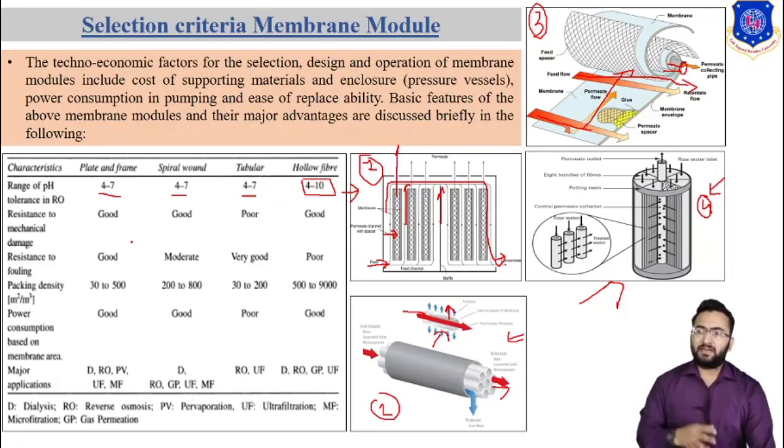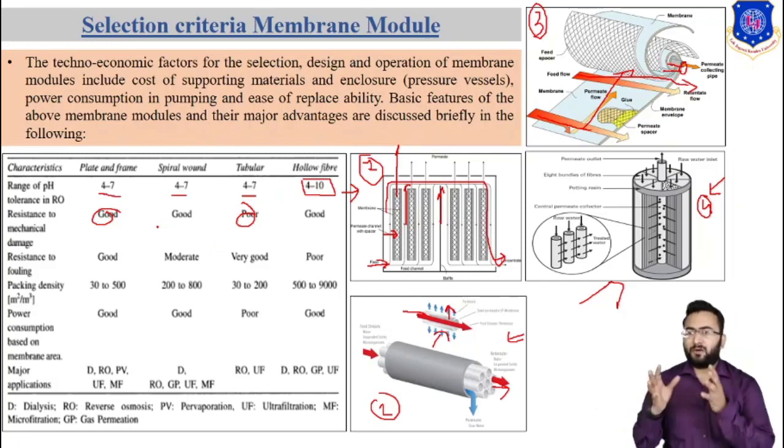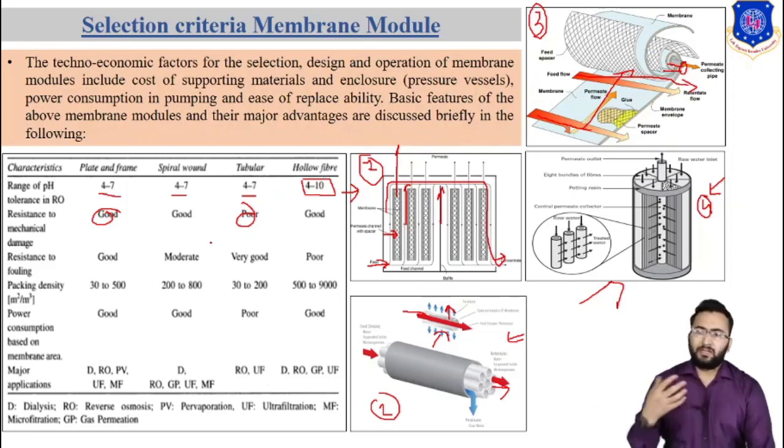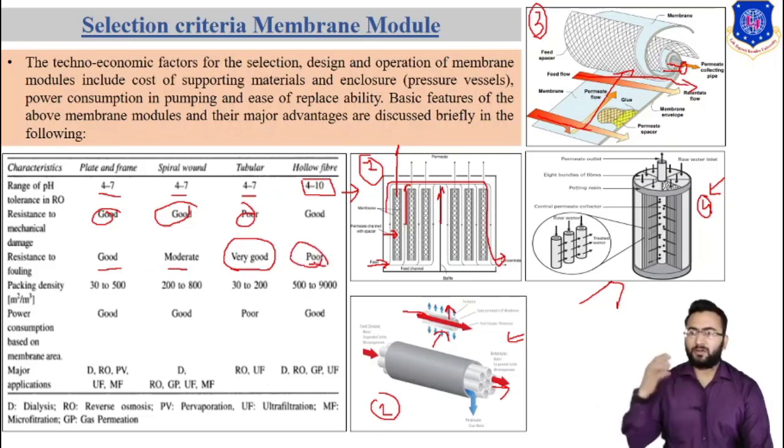Resistance to mechanical damage is good in the plate and frame membrane module compared to the tubular module. So from the point of view of resistance to mechanical damage, plate and frame, spiral wound, and hollow fiber membrane modules give better results compared to the tubular module. From the point of view of resistance to fouling, the tubular module gives very good results compared to the plate and frame, spiral wound, and hollow fiber modules. The hollow fiber module gives a very poor result in terms of resistance to fouling, whereas plate and frame and spiral wound modules give moderate and good results respectively.